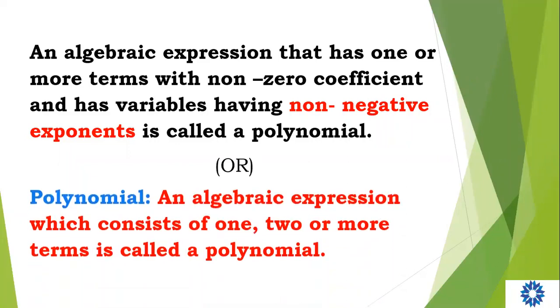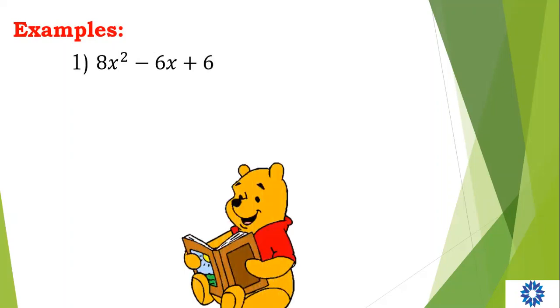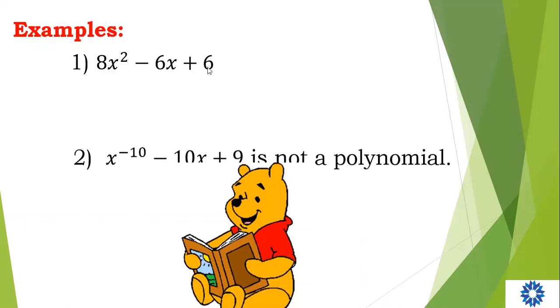Or one more definition: an algebraic expression which consists of 1, 2 or more terms is called a polynomial. Examples: 8x square minus 6x plus 6. There are 3 terms, no problem. The power is positive. Here x square, the power is positive. Here x, nothing is written, it is 1. This is also positive. That's why 8x square minus 6x plus 6 is a polynomial.